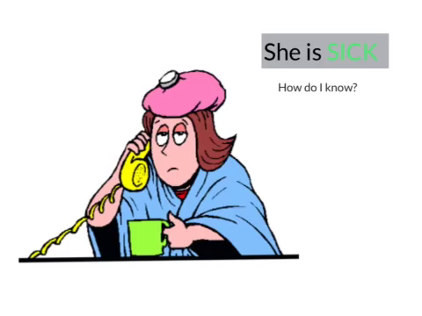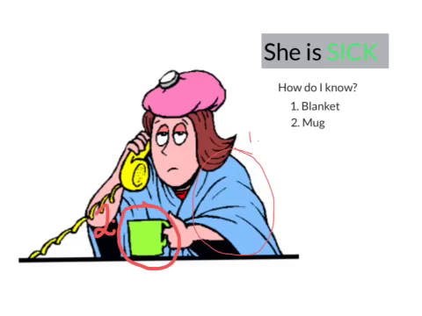I need to ask myself, how do I know she is sick? Let's take a look at our clues and record them so that we can go back and look at them later. The first clue I noticed was a blanket over her shoulders. I'm thinking she must be cold because we often get cold when we're sick, and she's using a blanket to keep warm. My second clue is the mug, because again, she must be cold because she's sick. Mugs hold hot beverages, and we drink those to warm up.